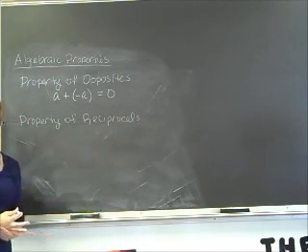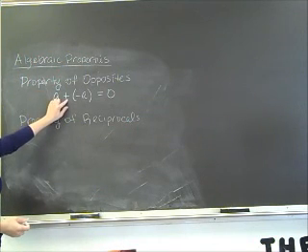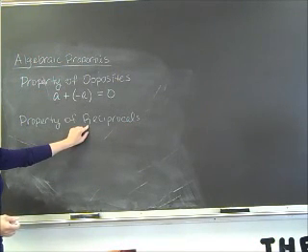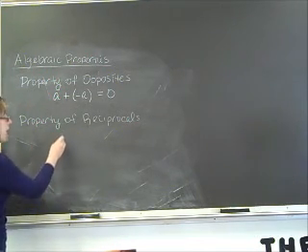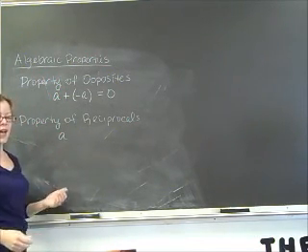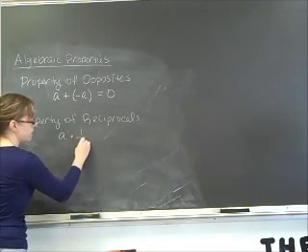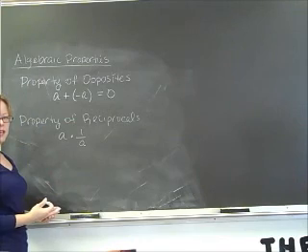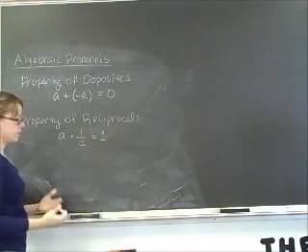The property of reciprocals is very similar to the property of opposites. Property of opposites uses addition. Property of reciprocals uses multiplication. And it's stated very similarly. Any non-zero number a has what we call a reciprocal, 1 over a, which when you multiply them together, the a's cancel, and you're left with 1.